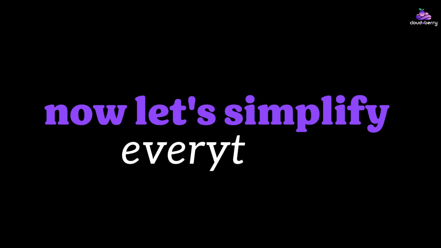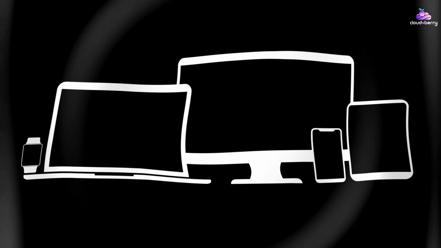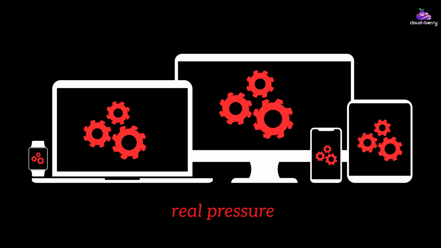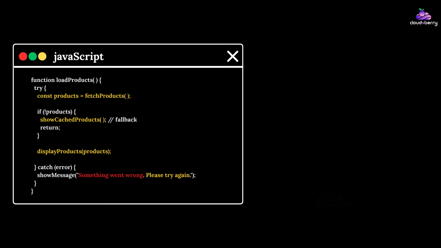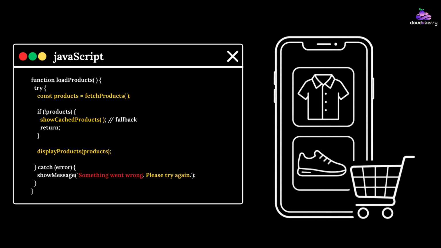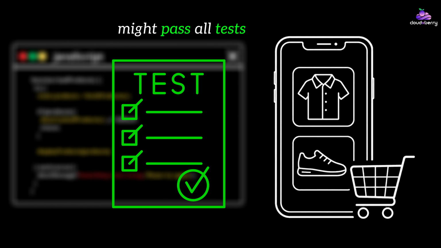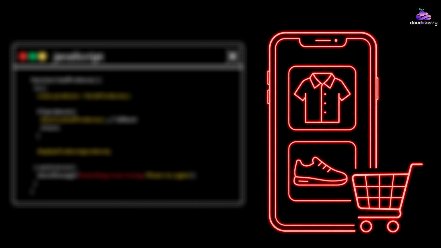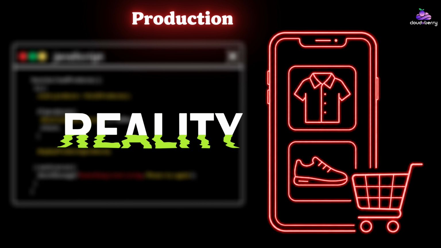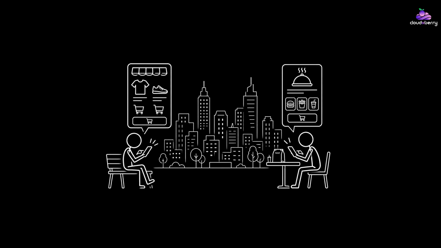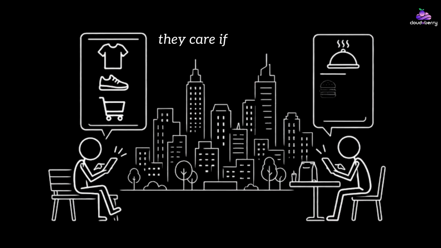Now let's simplify everything. Production is unpredictable. Users are unpredictable. Environments are different. Systems operate under real pressure, and that's why writing code is not enough. The real goal is to build systems that can survive in the real world. So always remember this. Your application might pass all tests, work perfectly in development, and still fail in production. Because production is not just another step, it's the reality your code has to face. And at the end of the day, your users don't care if your code works on your machine. They care if it works on theirs.